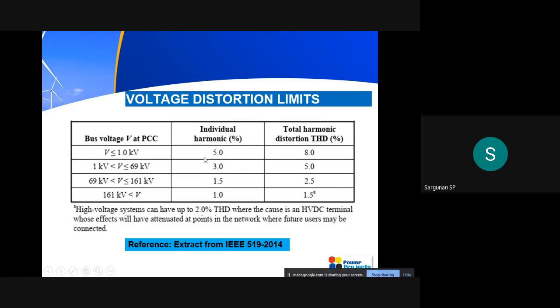We'll be having such harmonic distortion. This is the total harmonic distortion. So all these percentages should be less than what is provided in this IEEE 519 standard, because the CEA guideline follows this IEEE 519 standard. Similarly, this is the voltage distortion.